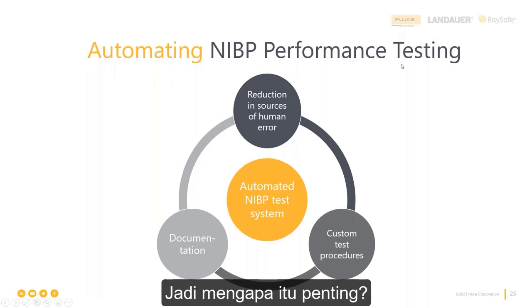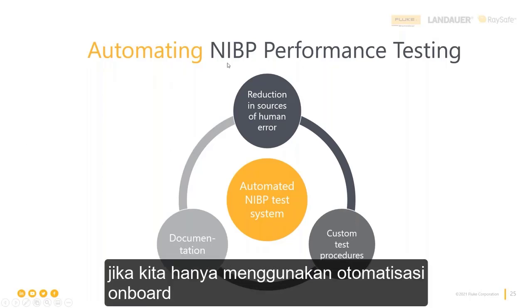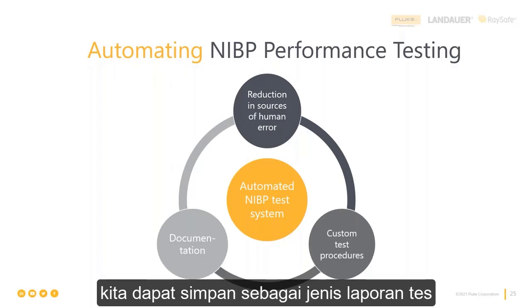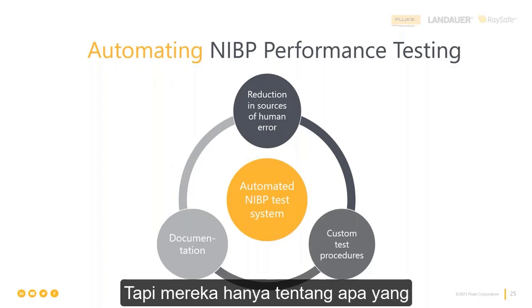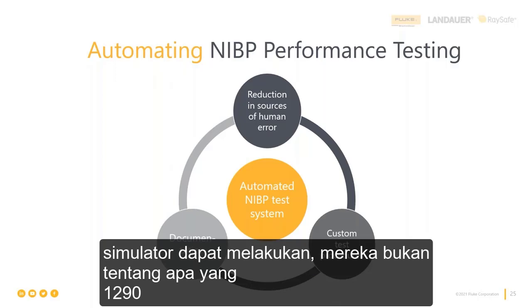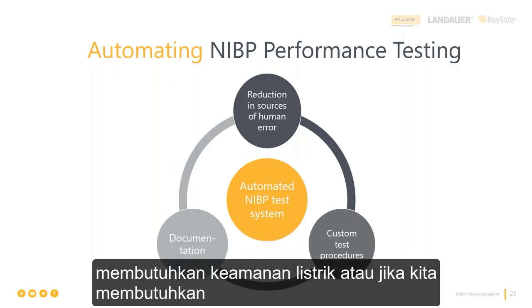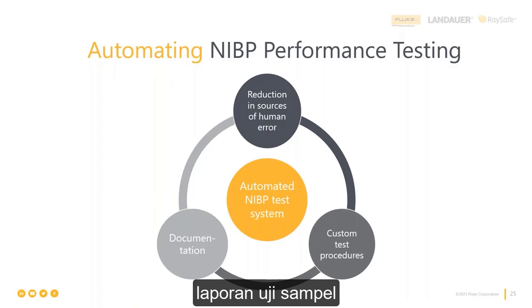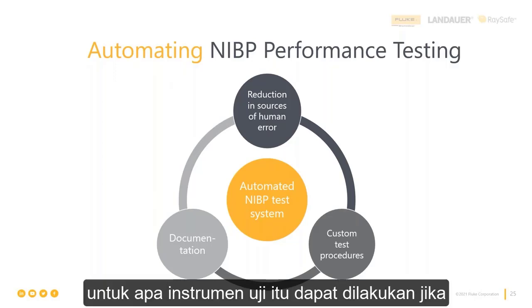So why is that important? Well, if we just use the onboard automation, the problem is we have measurements that we can store as kind of a test report, but they're only about what the simulator can do. They're not about anything else that we need. If we needed electrical safety or if we needed something else, it will only give us that little sample test report for what that test instrument can do.